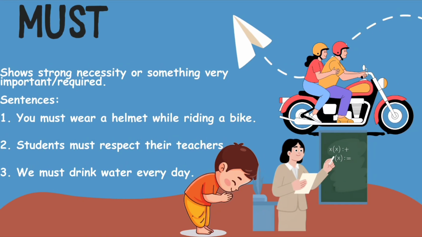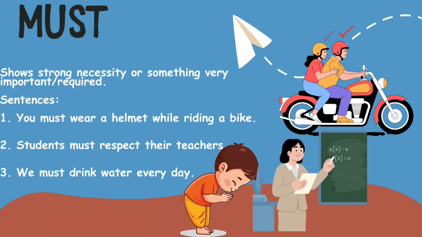Now the use of must. We use must to show strong necessity or something very important or required. Like, you must wear a helmet while riding a bike. While riding a bike, you need a helmet, right? Students must respect their teachers. We must drink water every day to hydrate ourselves.